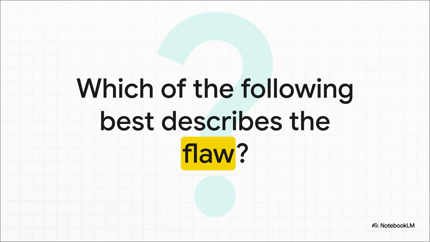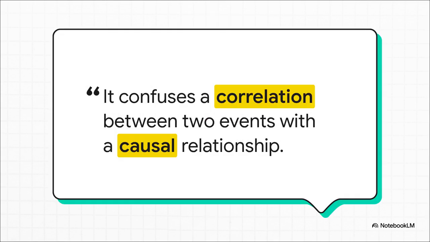But hang on, before we even look at the choices, let's pre-phrase. The author sees two things happening together, washing the car and the rain, and just jumps to the conclusion that one causes the other. So we're looking for an answer choice that describes that specific error. And there it is. B. It perfectly describes the flaw using the exact terminology we saw earlier. It confuses a correlation with a causal relationship. This is a textbook, classic example of that fallacy. When you see the pattern, you can pick the answer with total confidence.